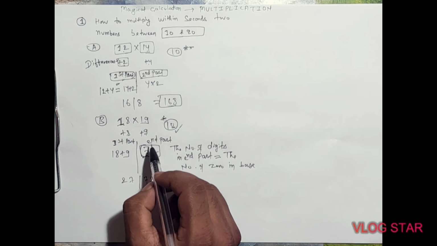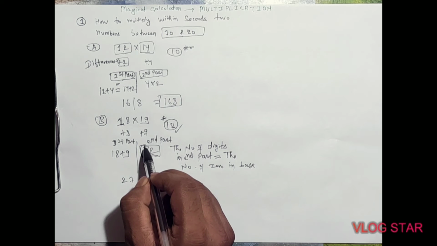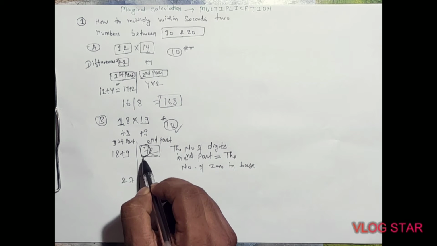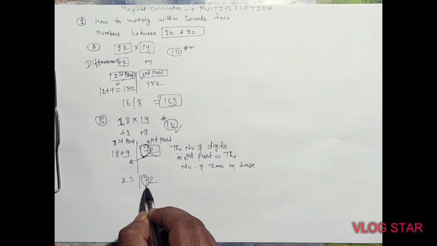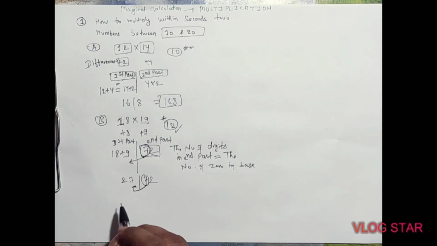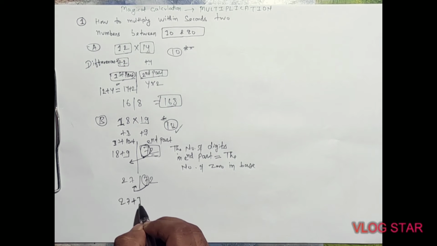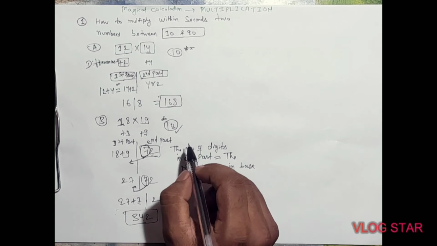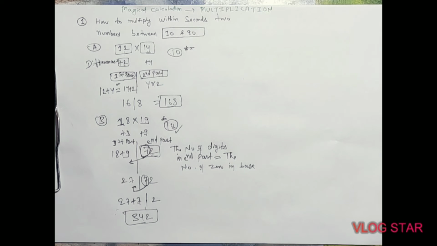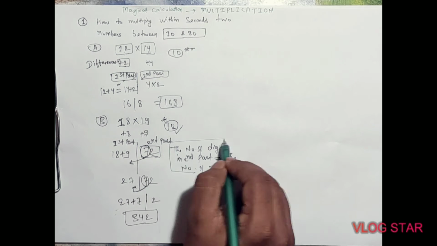So what will we do? We take this 7 and give it to the first part; it carries forward. Then when 7 carries forward to the first part 27, it becomes 27 plus 7, and we will have 2. Then we'll add up these two numbers, and we'll get 342. This will be our answer. So always remember, this is rule number 1. This is very important.